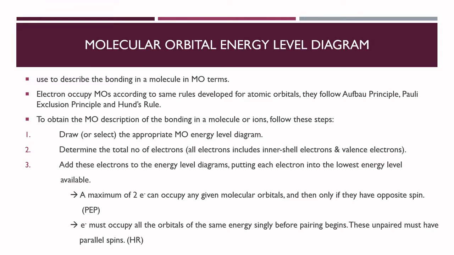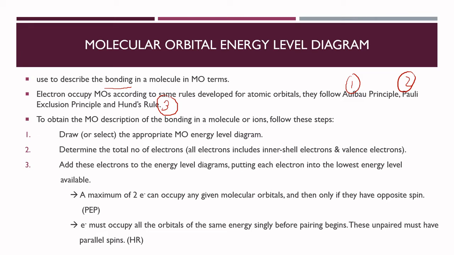In this video, we will cover the molecular orbital energy level diagram. This diagram is used to describe the bonding in a molecule using molecular orbital terms. Electrons occupy molecular orbitals according to the same rules developed for atomic orbitals, such as the Aufbau principle, Pauli exclusion principle, and Hund's rule. Please refer to these rules in your learning unit 1.